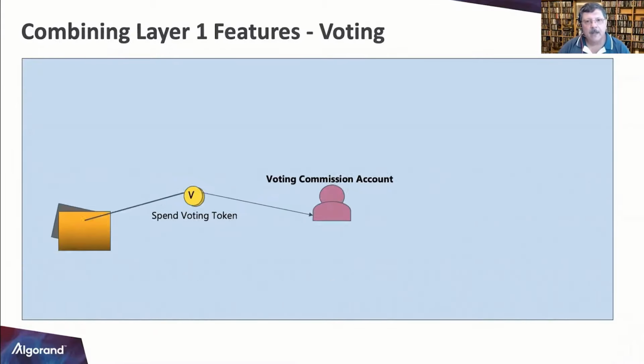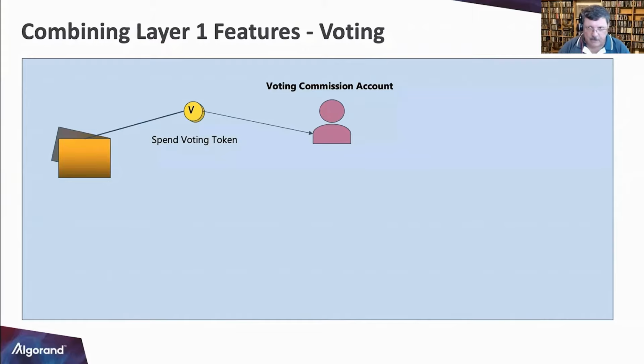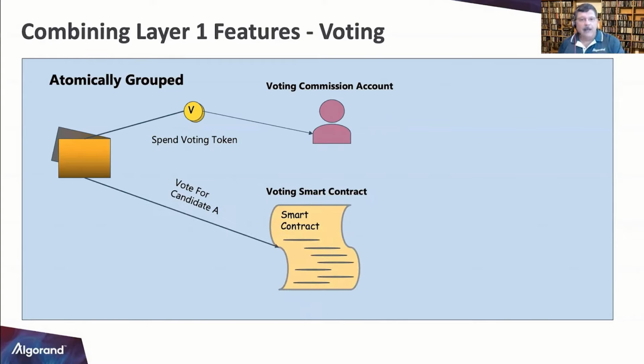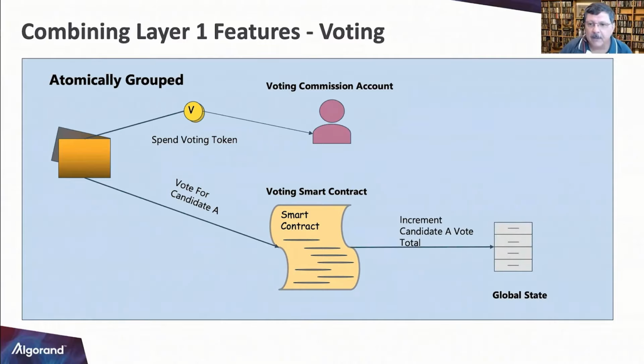And then we get into voting, which was one of the examples I want to cover here for a solution. And these are all tied together atomically, like we had talked about. So you have a voting commission, for example, and it issues a spend voting token. And then there's some logic that's applied. Once this vote is cast for candidate A, then there might be some smart contract logic that might be utilized to validate that particular candidate vote. And if it passes, then you increment the candidate A vote to the total in global state. So this would be a stateful smart contract that would do that.